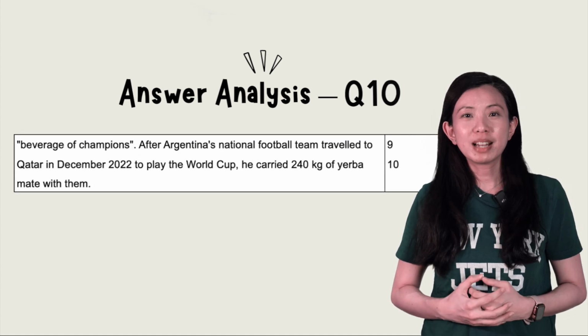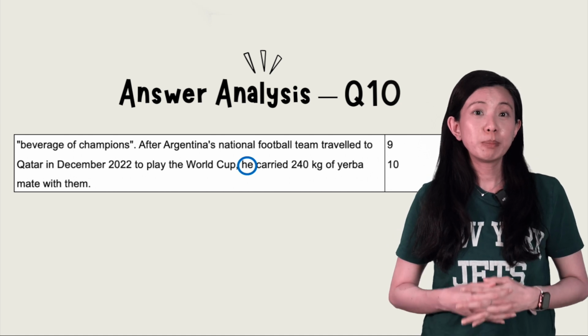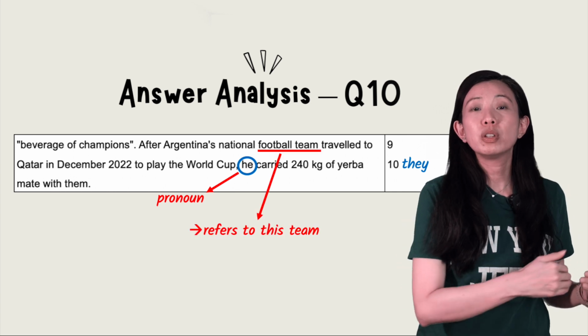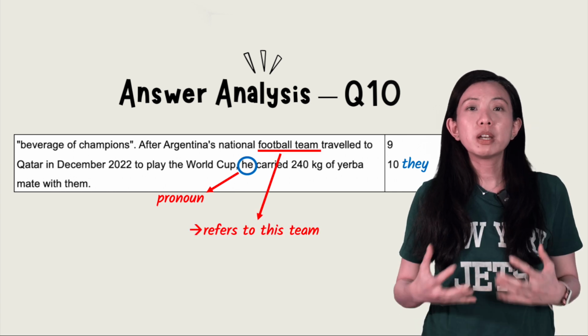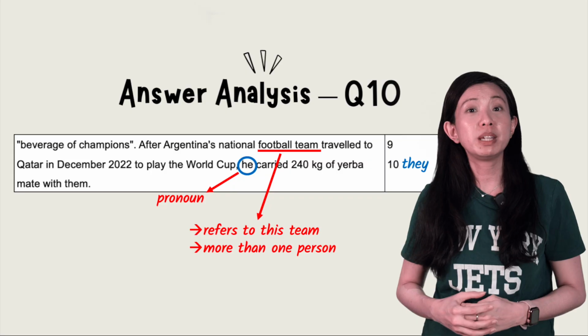Let's look at the very last question. The error is in the word he. This should not be he, but they. So this is a pronoun error because this he refers to the football team. And the football team definitely consists of more than one person. Therefore, the correct answer should be they.